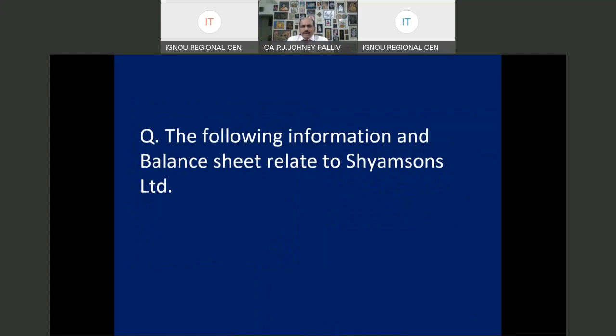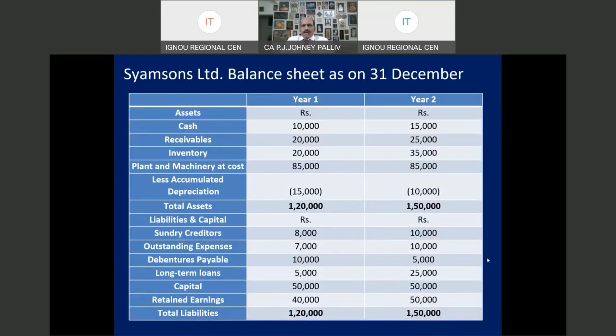The following information and balance sheet relate to Thomson's Limited, a company. This is the balance sheet of Thomson's Limited as on 31st December. Those who have missed yesterday's balance sheet analysis class, you can also see the balance sheet and understand various terms used. I will repeat again for the benefit of those who are not able to attend yesterday's class.